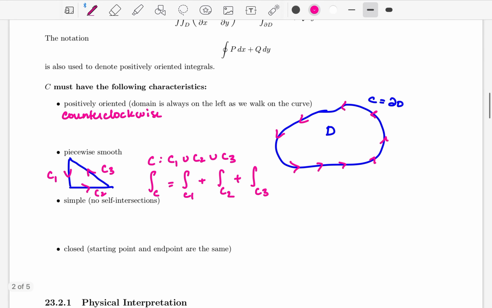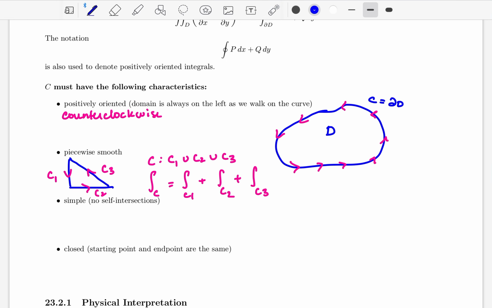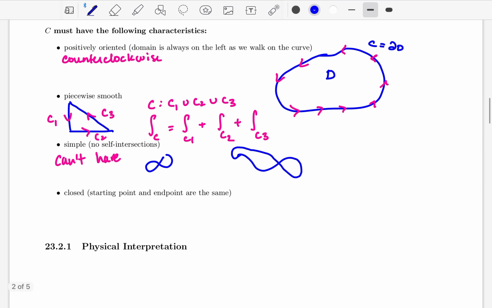Now, another condition is that it has to be simple, so no self-intersections. By that we mean what you think it means, okay? So let me stick to pink. I'm liking the pink. It can't have intersections. So you cannot have something like this. If it has an intersection, then we don't want it. And then it has to be closed. So the starting point and the end point have to be the same, which, I mean, what else, right? If it starts here, it does whatever, and then it has to end at the same point, okay?